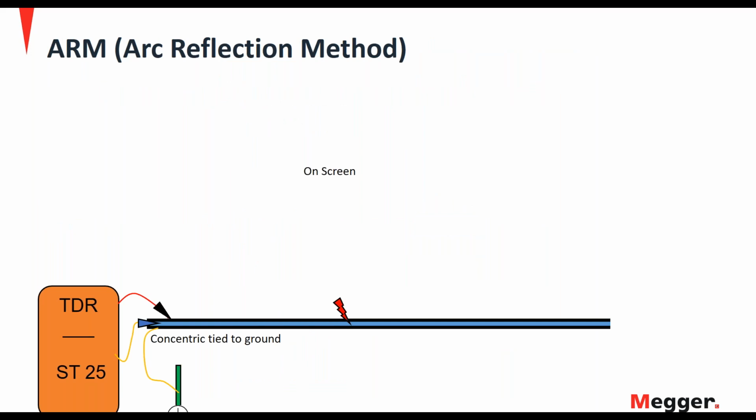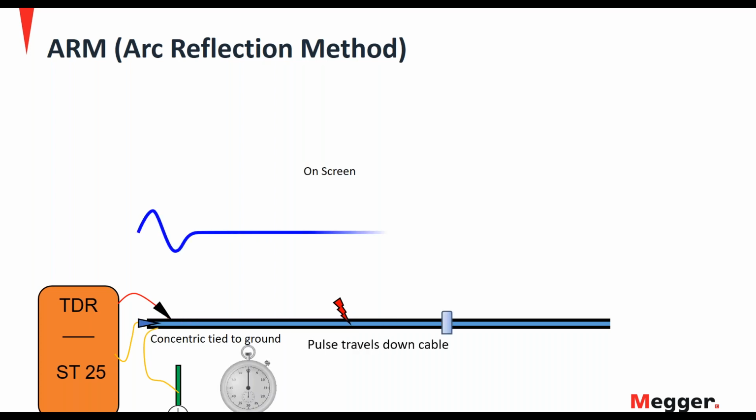Before we move on to step 3, let's very quickly review how the arc reflection method works. We have our Smart Thump 25 connected to the cable. As mentioned, the 25 has a TDR radar built into it. The radar is going to send a low voltage pulse down the cable, and it's going to reflect off the far end. On the display screen, we'll see something like the blue trace above.